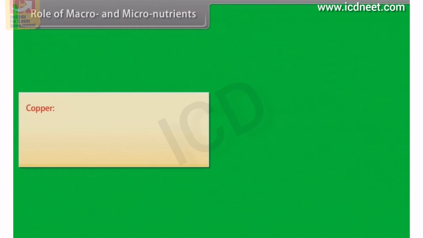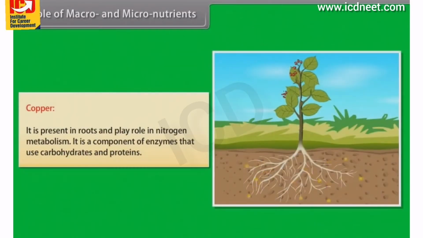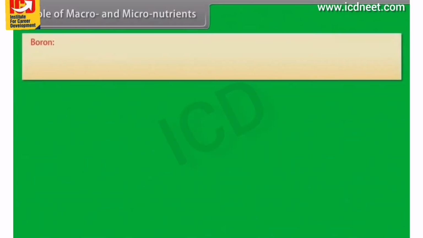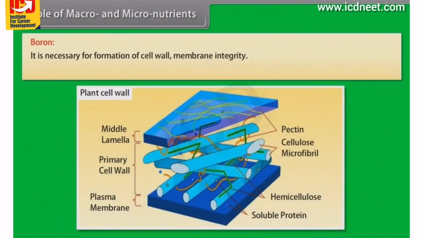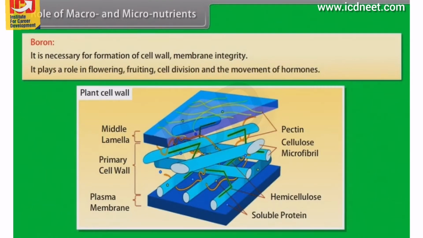Copper. It is present in roots and plays a role in nitrogen metabolism. It is a component of enzymes that use carbohydrates and proteins. Boron. It is necessary for formation of the cell wall and membrane integrity. It plays a role in flowering, fruiting, cell division, and the movement of hormones.